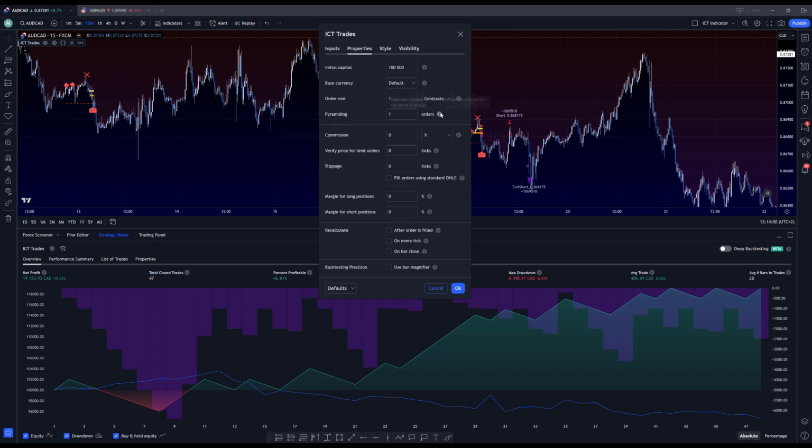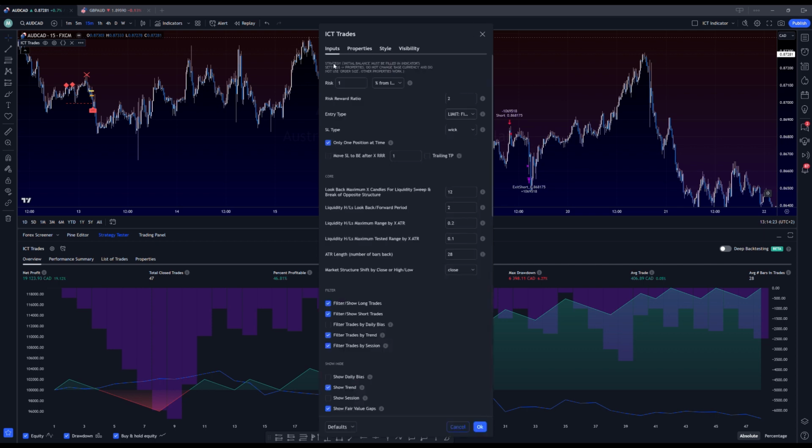Pyramiding is maximum number of successive entries allowed in the same direction. So if one long trade is taken, there will be no second long trade taken until the first will close. So these are the properties. Always fill this initial capital, and after that, it is also written here: strategy initial balance must be filled in indicator settings properties, which is here. Do not change base currency and do not use order size. Other properties work. Okay, so what are these settings?